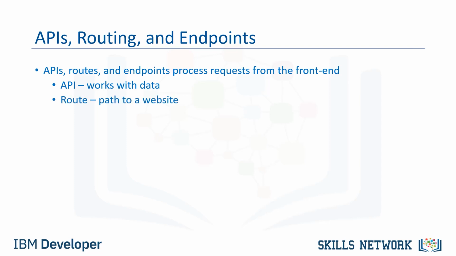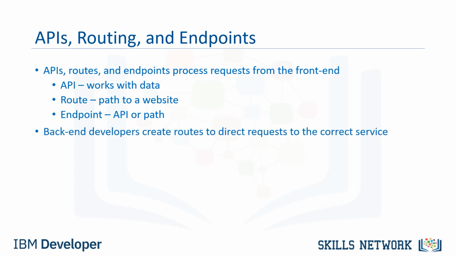A route is a path to a website or page that the user interacts with. Routes generally take user input and show results based on the input. An endpoint may be an API or may simply be a path. When a request from the front end arrives at the back end, it is routed to the correct service. If the back end has an endpoint defined for the request by using routing, the request will be addressed and replied to. If the endpoint is missing, the server returns a 404 error.